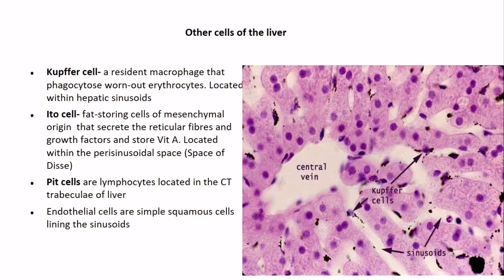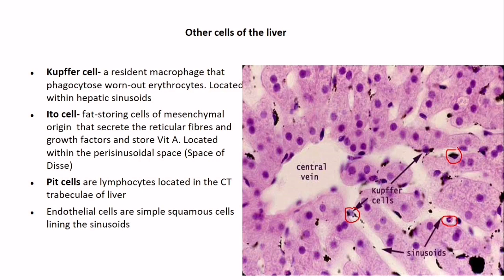For other cells of the liver, we have the Kupffer cells. These are resident macrophages, which phagocytize worn-out erythrocytes. These are located within the hepatic sinusoids. In these hepatic sinusoids, this is where we find Kupffer cells. This is a Kupffer cell within the hepatic sinusoid.